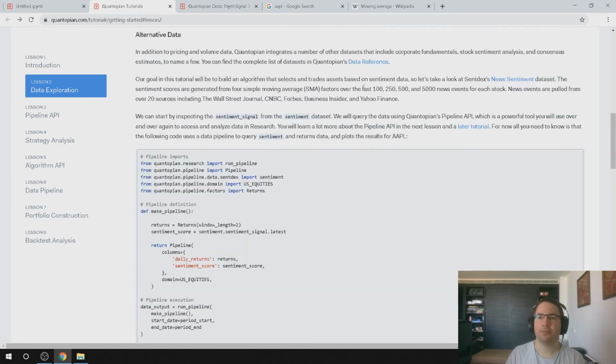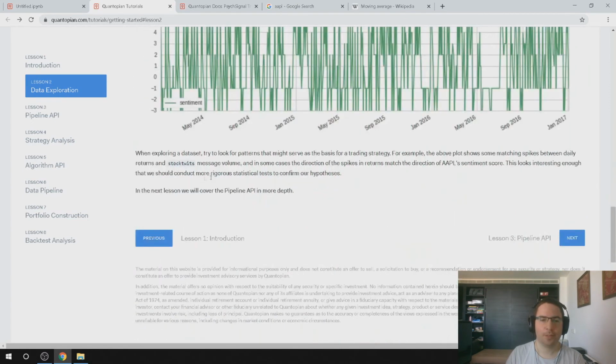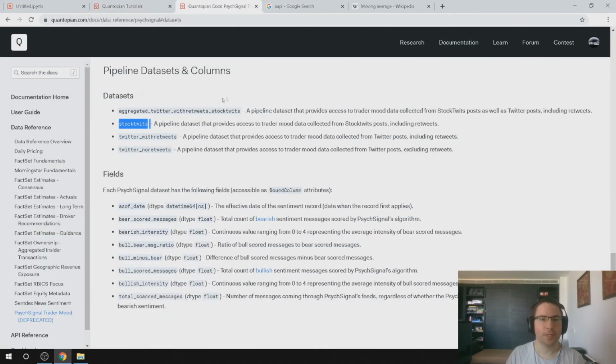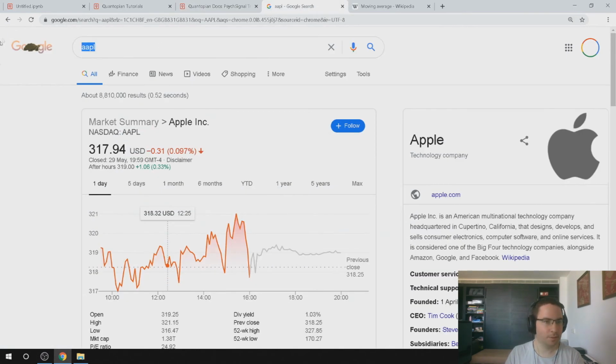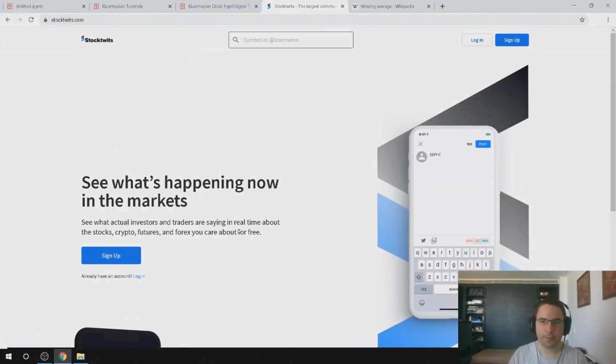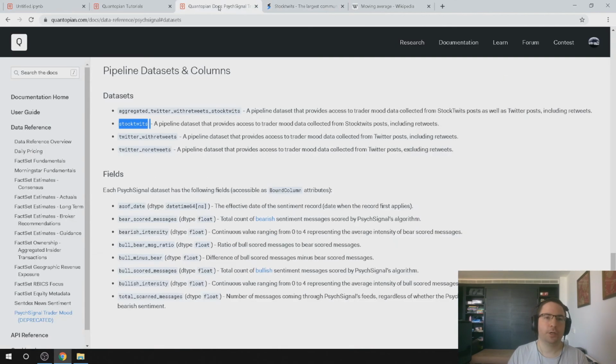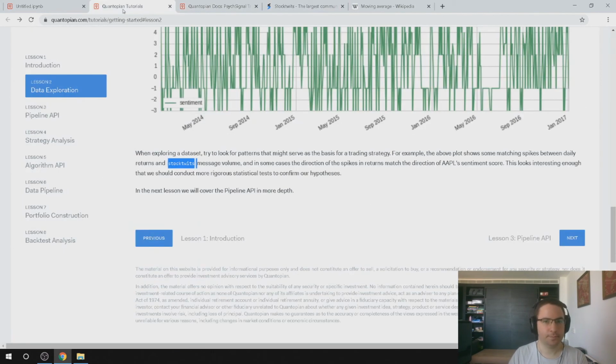The sentiment data is based on 4 simple moving averages. But this stock twits data is based on trader mood, collected from stock twits. What the f is stock twits? It's an app. Oh, there you go. I'm getting no money for that product placement.